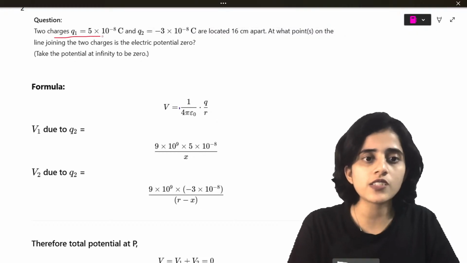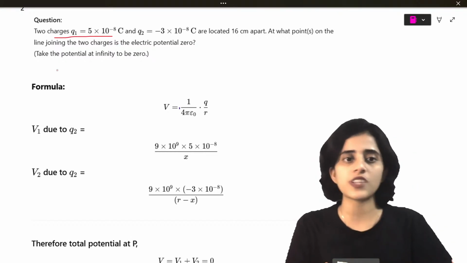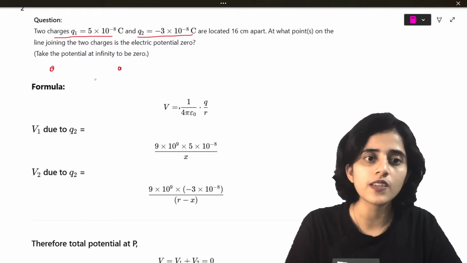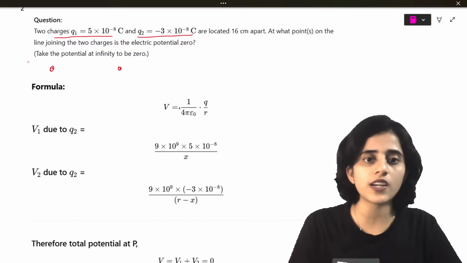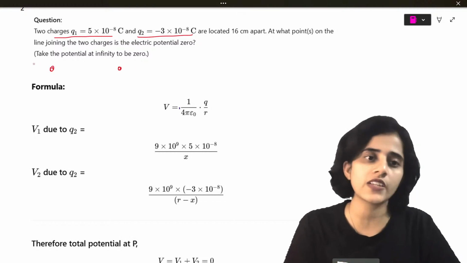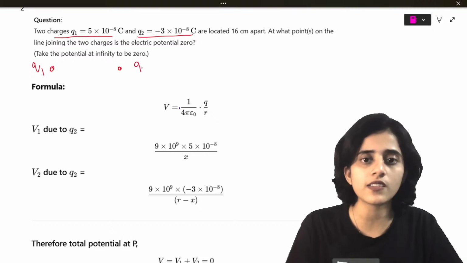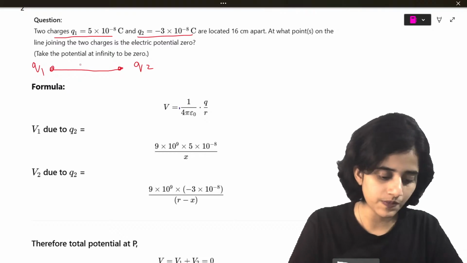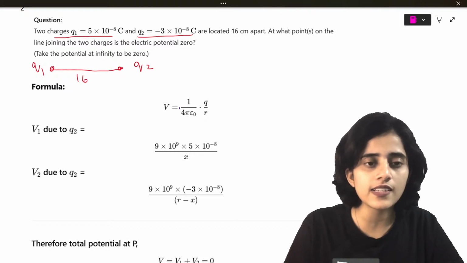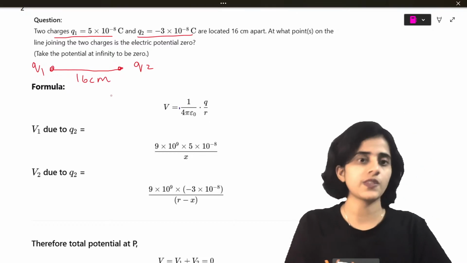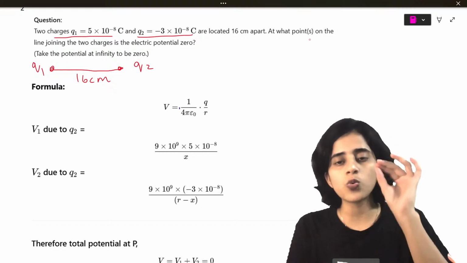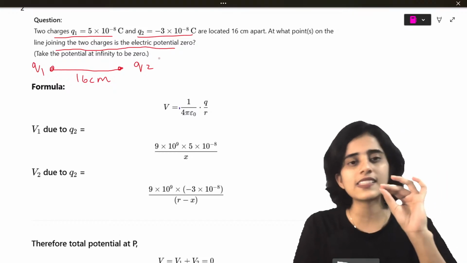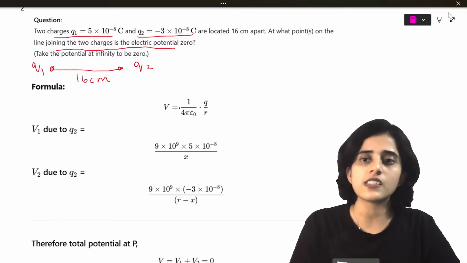Two charges Q1, which is 5 into 10 raised to minus 8, and Q2, which is minus 3 into 10 raised to minus 8. Okay, this is Q1, this is Q2. They are both located 16 centimeters apart. At what points on the line joining the two charges is the electric potential 0?